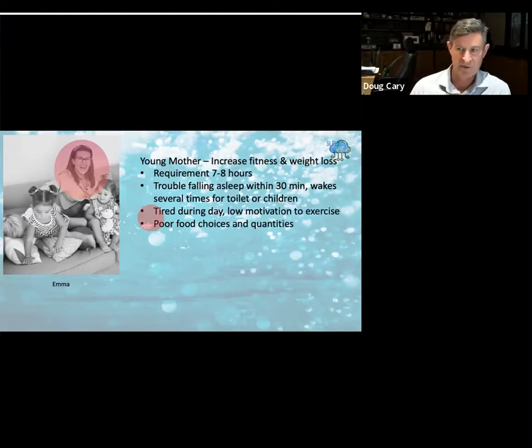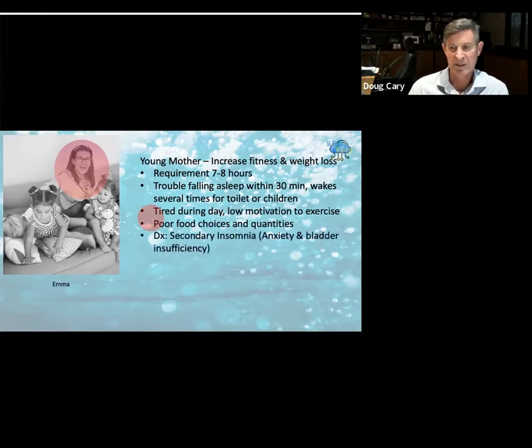And the types of food and the quantities that she's consuming is not really ideal for her to achieve what she's after, which is weight loss. So she's being affected in a double whammy for both of her goals by that short sleeping. So we diagnose her as having secondary insomnia due to anxiety, so a bit like Matt had it, but she's also got a bladder insufficiency.